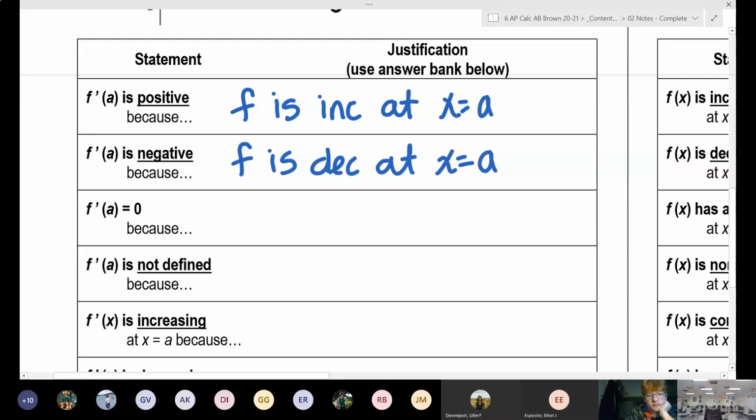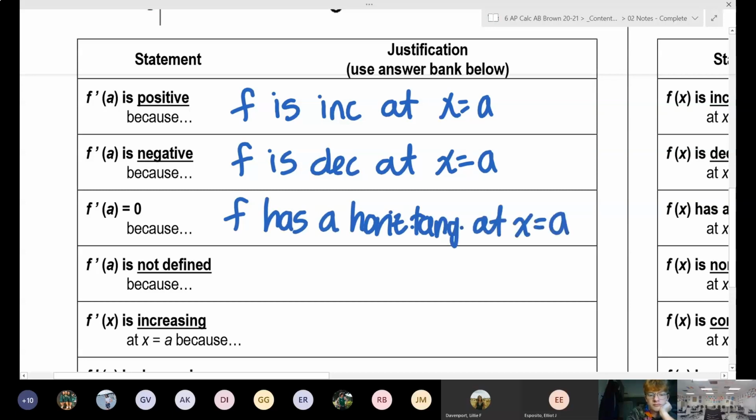If you're trying to justify where f prime is equal to 0, you're going to look for where f has a horizontal tangent line. And again, this is just another way of writing down that chart. So we've already filled in the chart one time. This is just a way of writing out the chart in terms of statements and justifications.